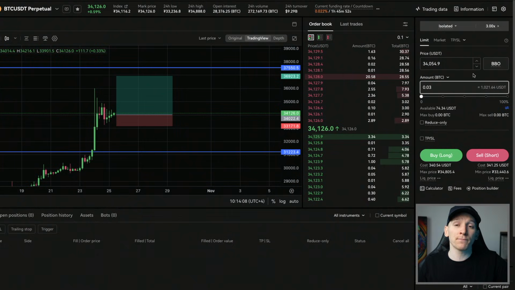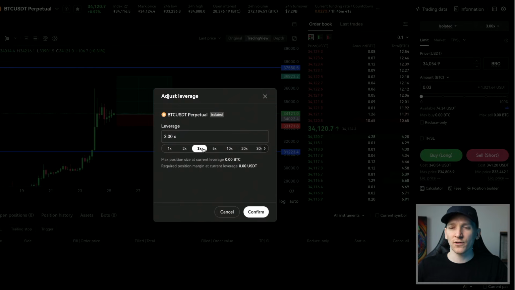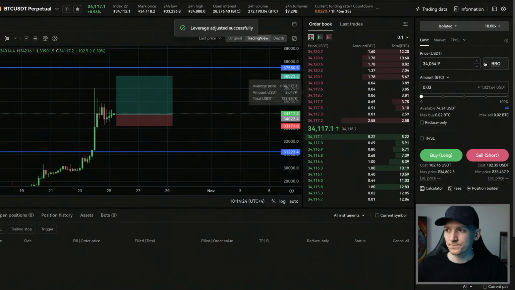Now let's get into using leverage, because a lot of people use leverage when they're trading crypto futures. Now you don't have to use leverage, but it's something that you may want to use for a couple of reasons. The first one is we can change this right here. So you can see I'm using 3x leverage right now. I'm just going to change this to 10 and just press confirm.